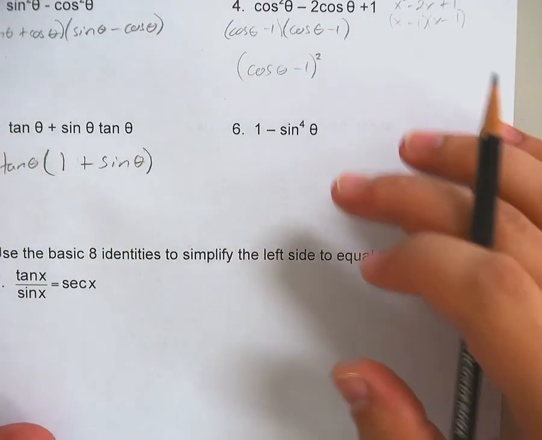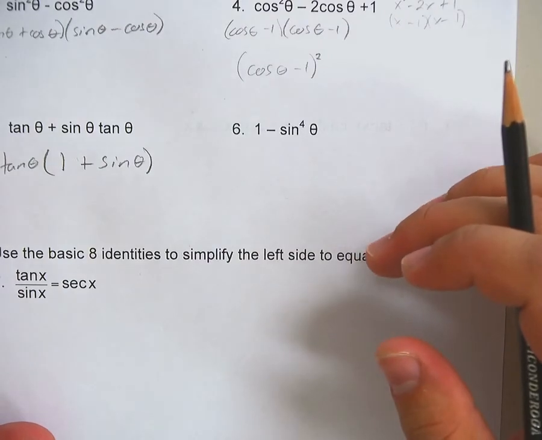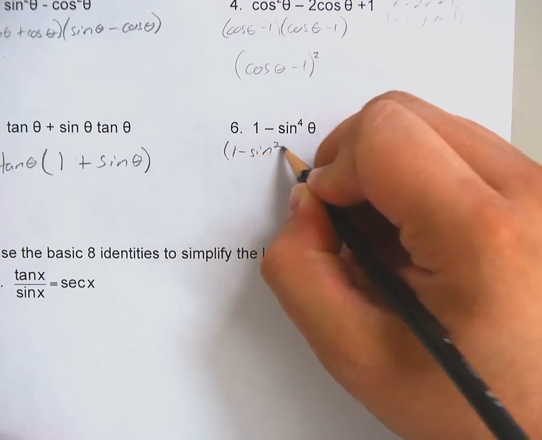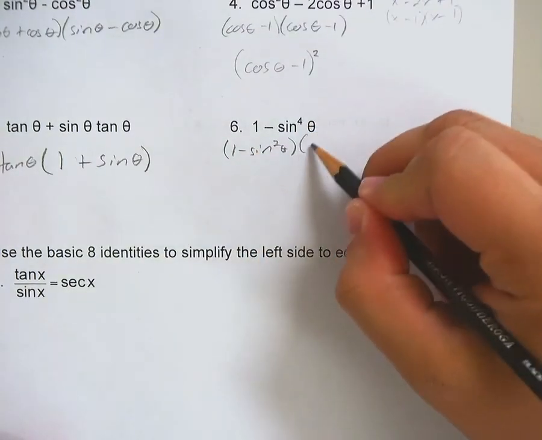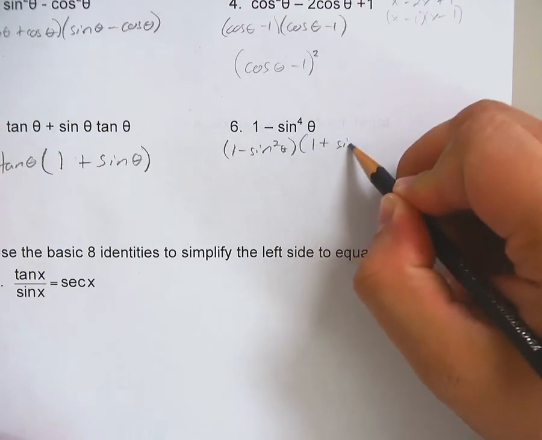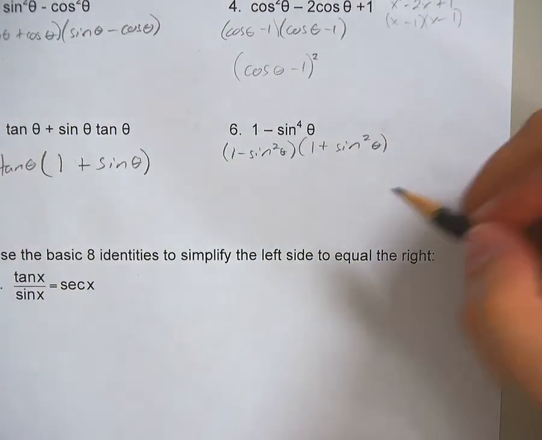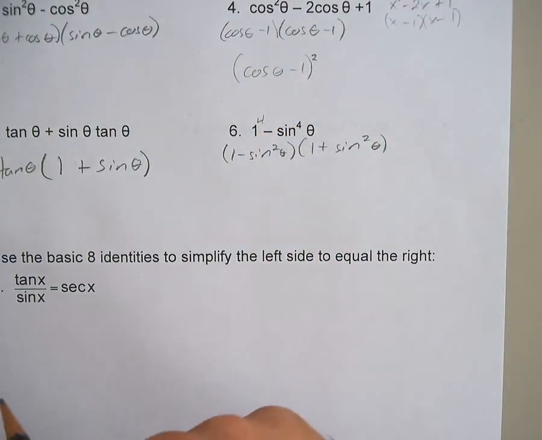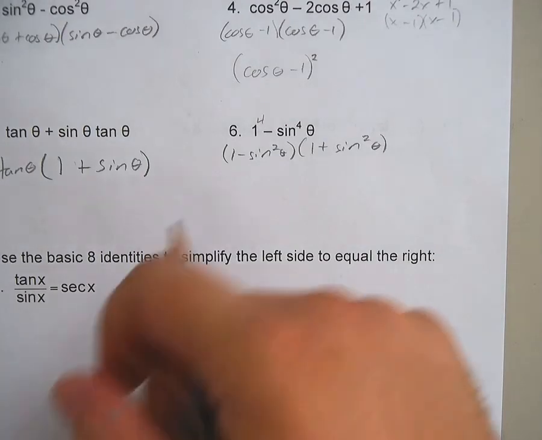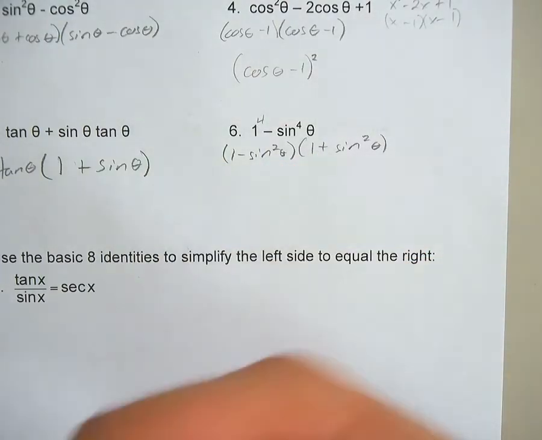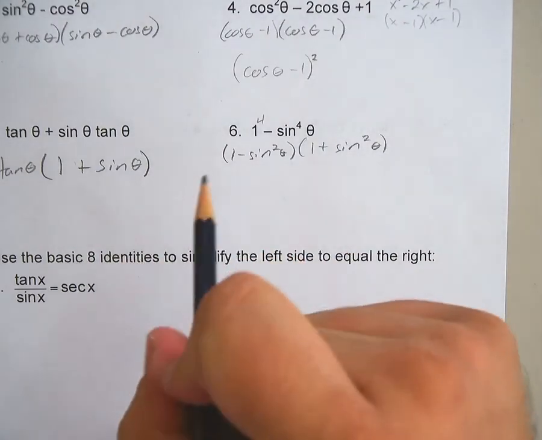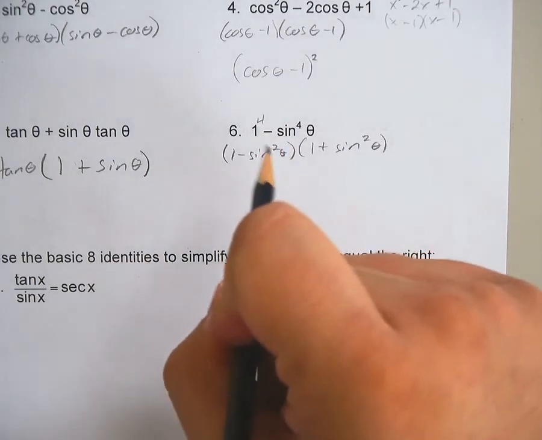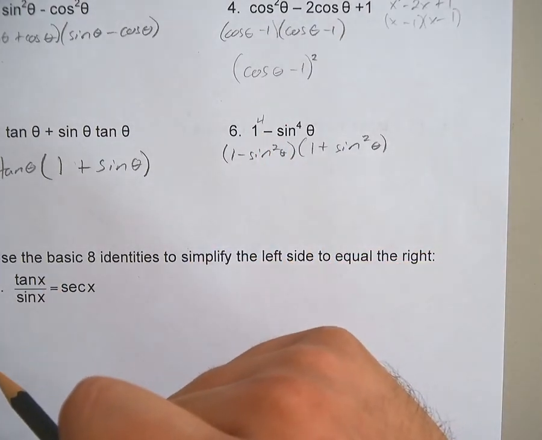1 minus sine to the 4th. Wouldn't I get that if I had 1 minus sine squared theta, a minus b times a plus b, 1 plus sine squared theta? It's kind of like saying this is 1 to the 4th power. So split it up. 1 squared is 1 to the 4th, which is all just 1, so that makes it easier. Sine squared times sine squared is sine to the 4th. This is a difference of 2 squares. It's just a power of 4 now. Nothing wrong with that.